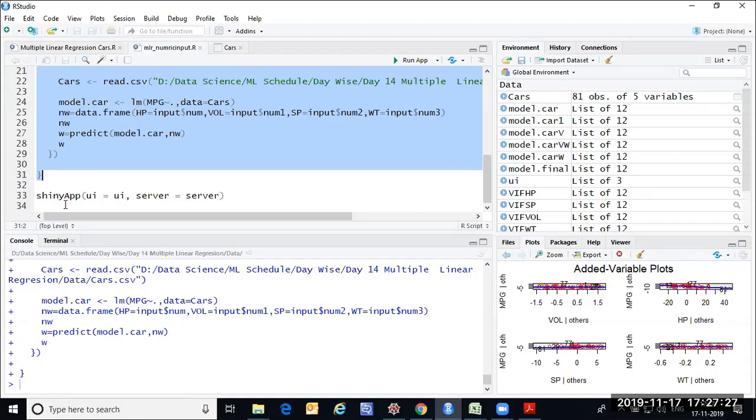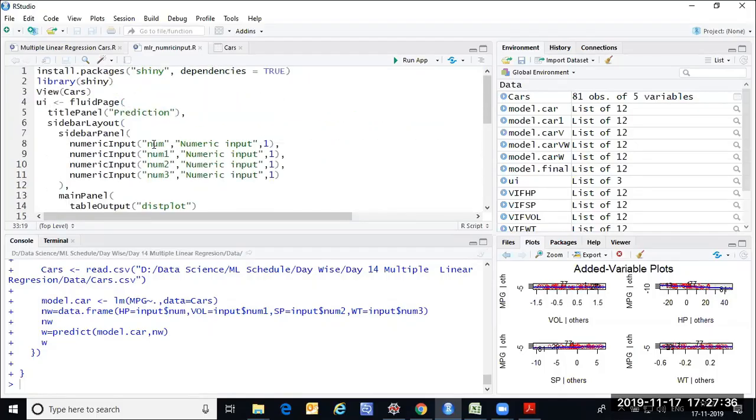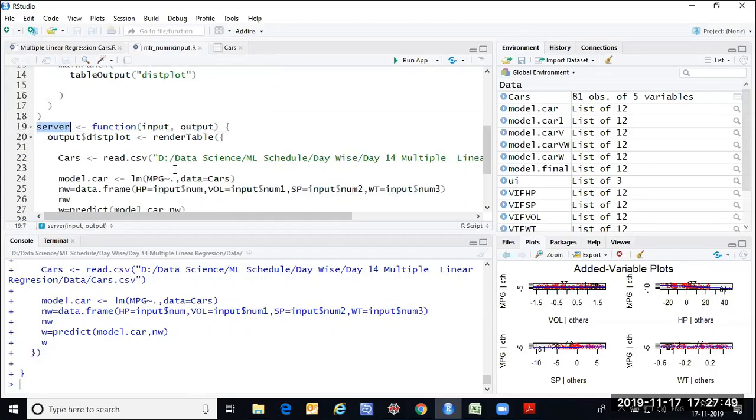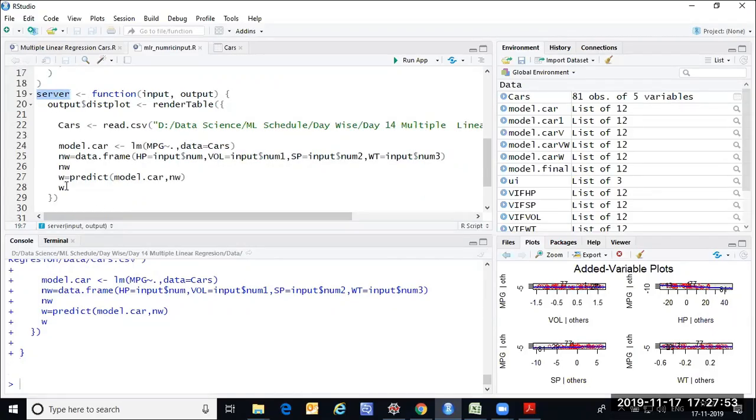Finally, I'm executing a simple function called Shiny app with 2 arguments: what is the UI and what is the server. UI is nothing but the layout which I created, the layout in which I have to display, and the overall values that I need to display. So when you execute the server function, what would be the return values towards the end? Nothing but the W values, the predicted values, right?